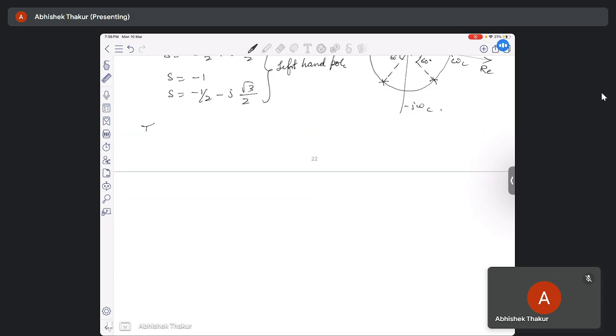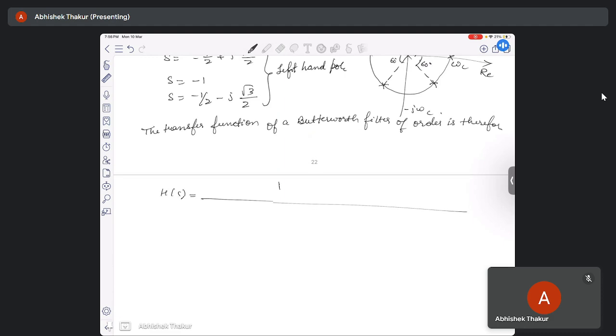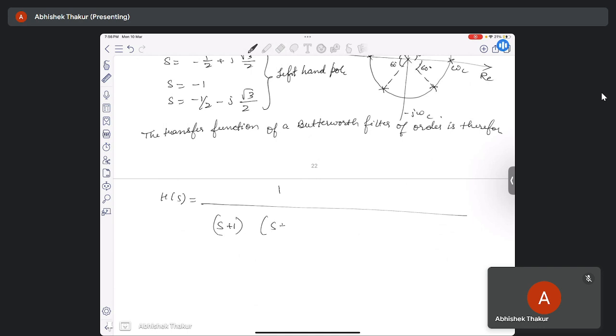So the transfer function of a Butterworth filter of order 3 is therefore H(s) is equal to, we have to just write all the factors here. 1 by s plus 1 into s plus half minus j root 3 by 2. This was the pole in the upper side. And now s plus half plus j root 3 by 2. So after multiplication, we will get 1 by s plus 1, and this will become s plus half squared minus j root 3 by 2 squared.